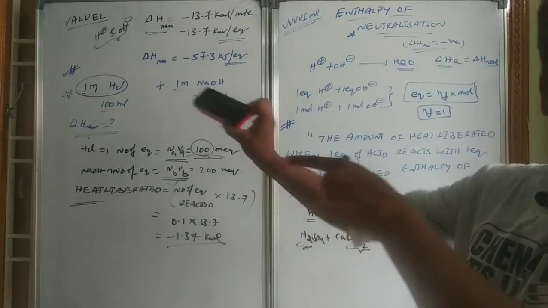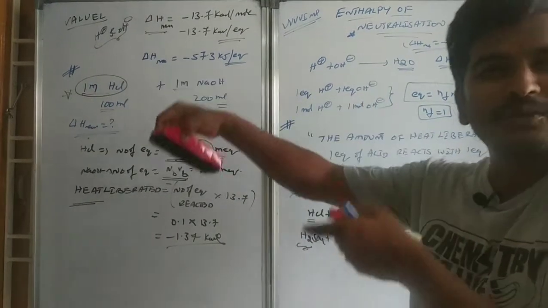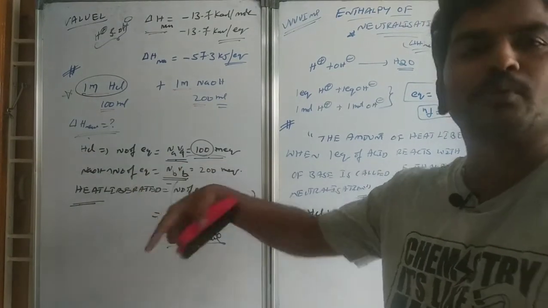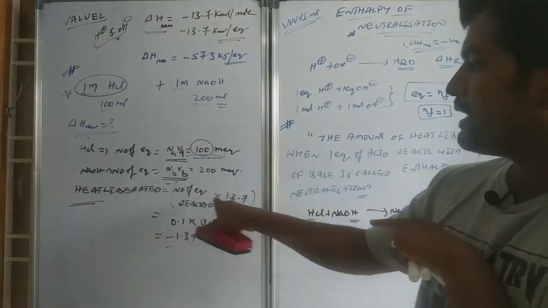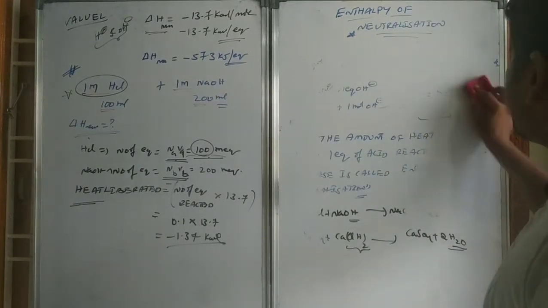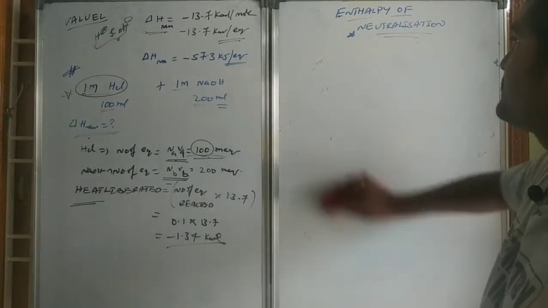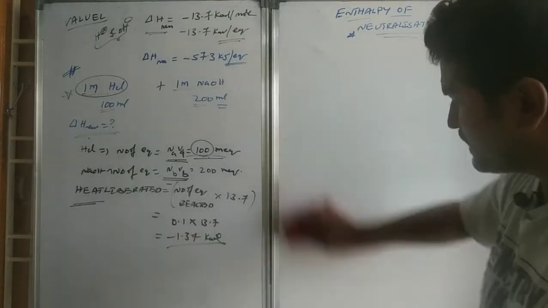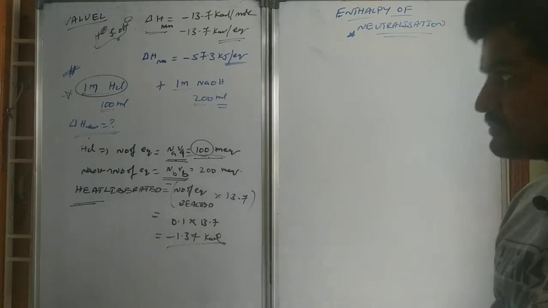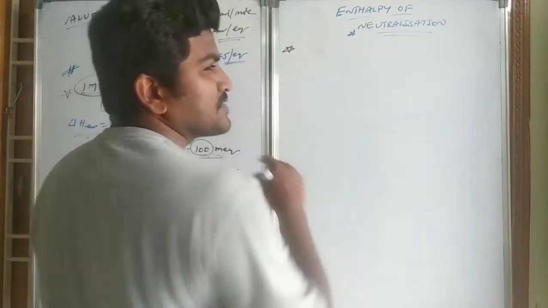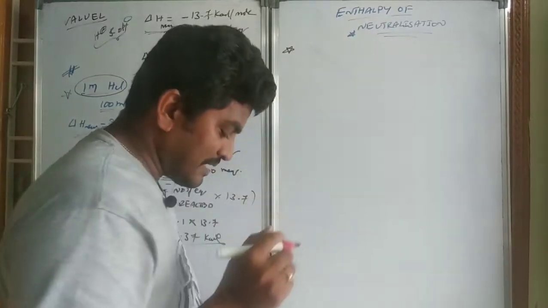They will give you acid and base in different volumes and you have to identify. First you have to find equivalents for both of them and then multiply equivalents by 13.7. If they ask in joules, no problem, by multiplying with 4.18 joules you can get the answer. The second model is a very important model, listen carefully.